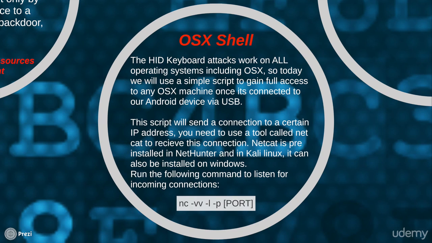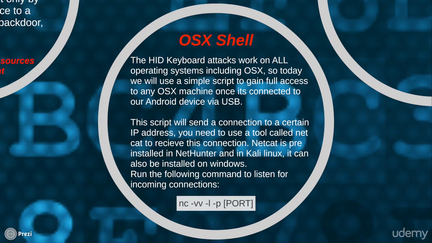So as I said before, the HID keyboard attack works on all operating systems, including Windows, OS X, and Linux. So by plugging our Android device to an OS X system, we can still fool that system that our Android device is a keyboard, and we can still send keystrokes to that system as if we are a keyboard. So in this video, we'll see how we can use the HID rubber ducky script attacks to create a script that will use OS X shell and try to connect back to my Android device, which will give me full access to that operating system or to that device.